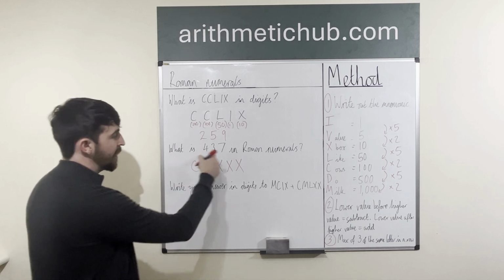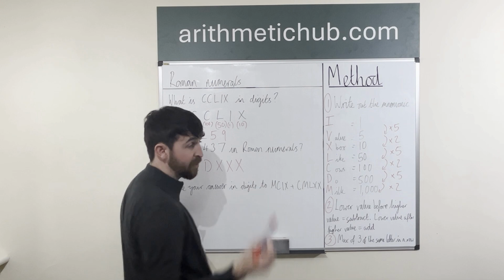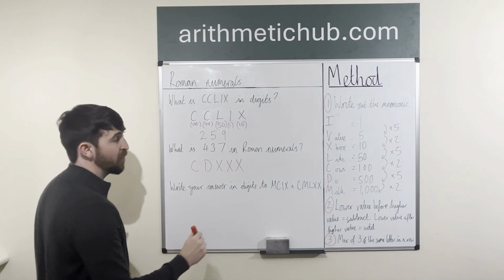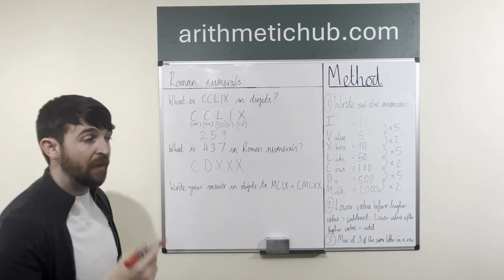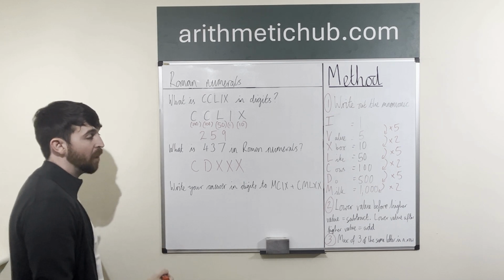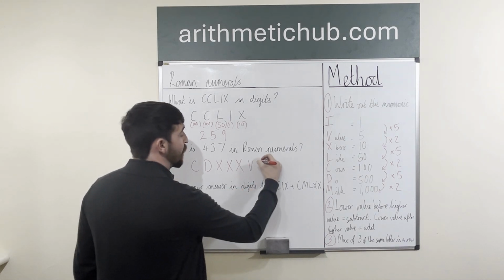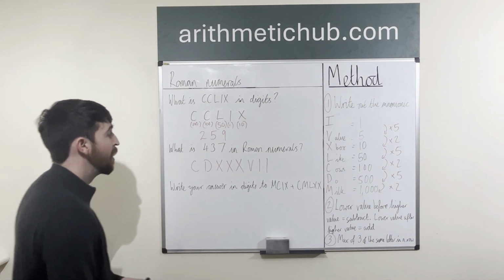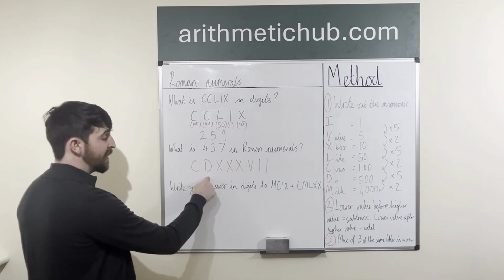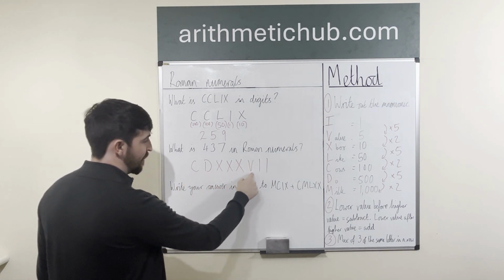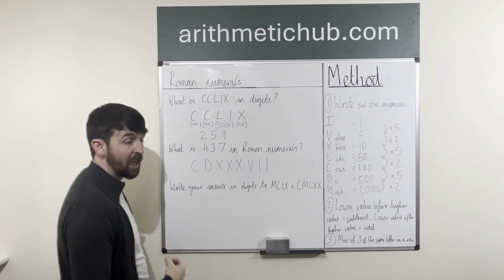And then finally, I need to make 7, okay? So for 7, I can't do 7 ones, but what I can do is a 5 and 2 ones after it. Remember, the ones have to go after the 5 because we add them on because they're a smaller value than the 5. So we will put the 5 and then 2 ones like that. So 437 in Roman numerals would be CDXXXVII. Okay?